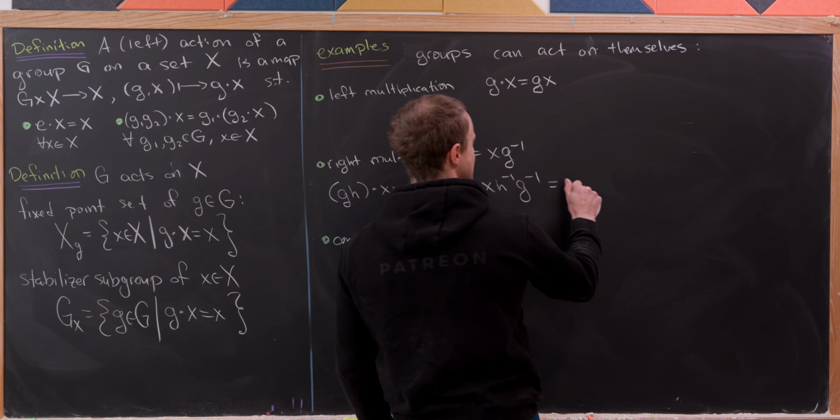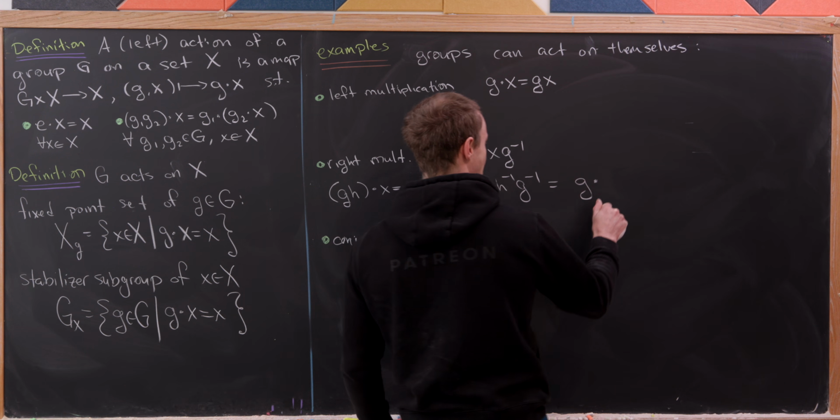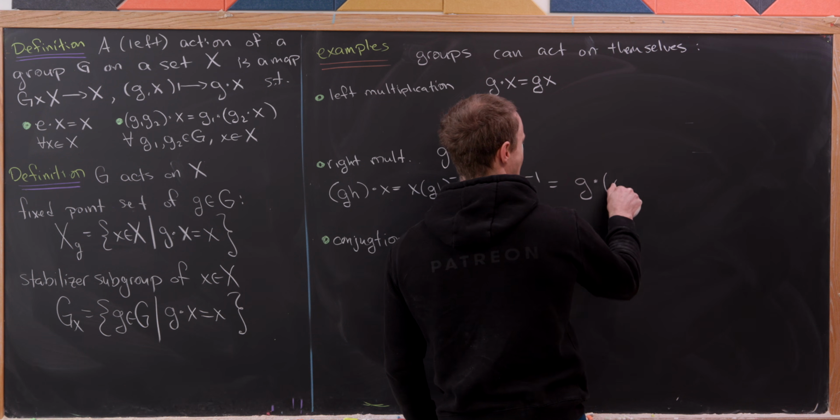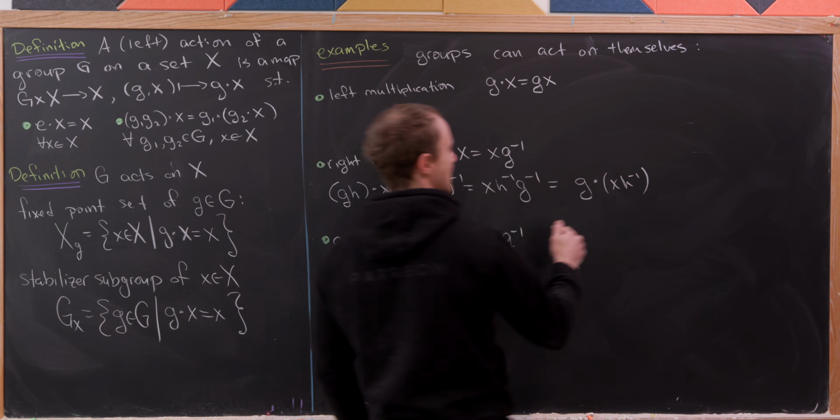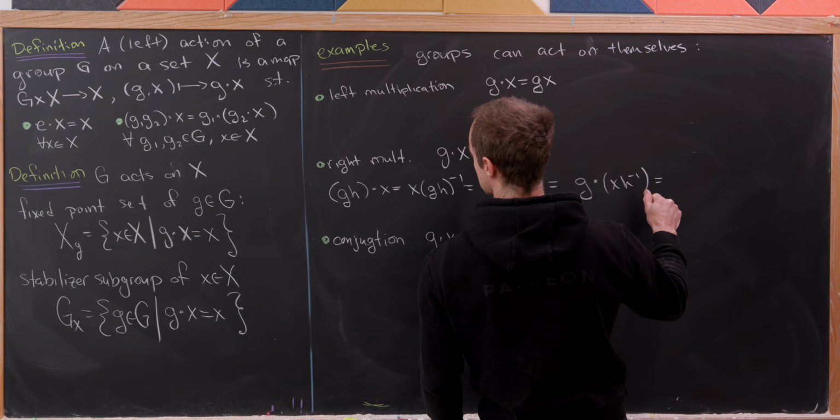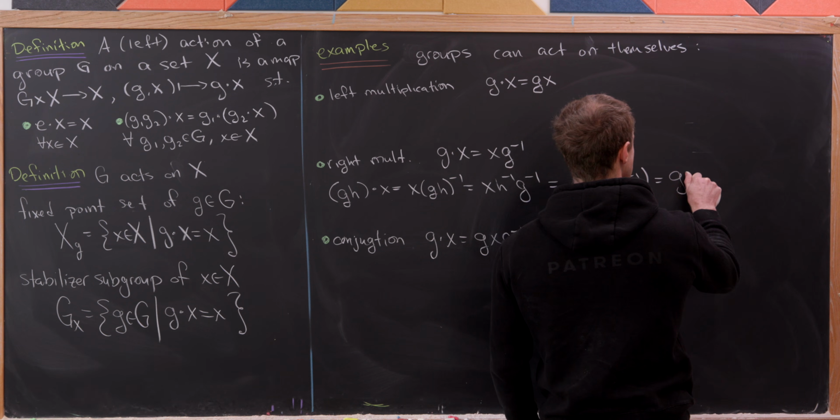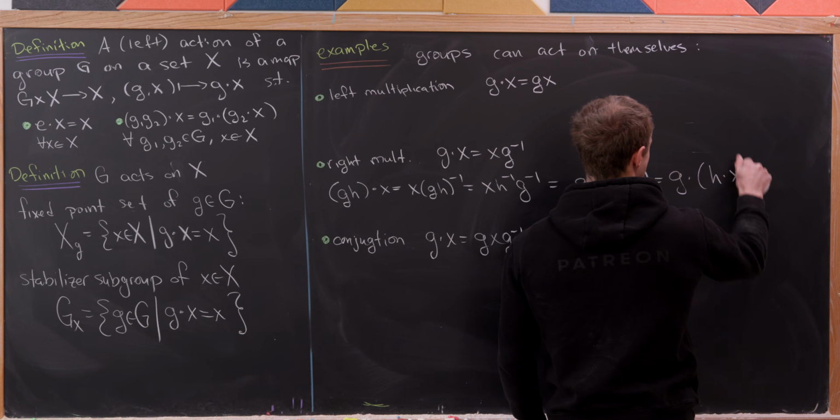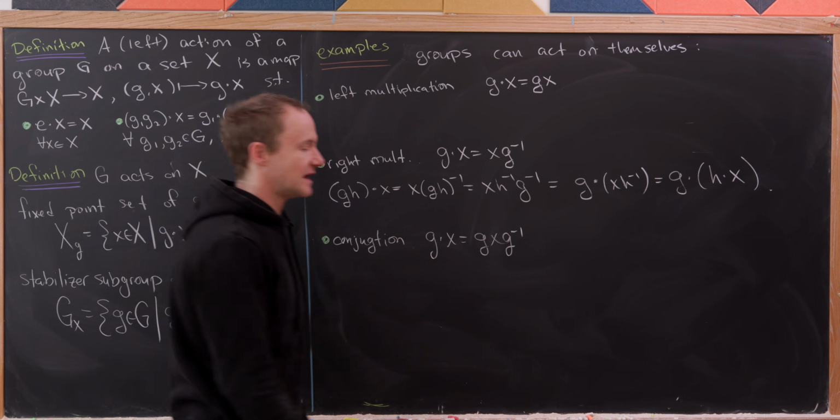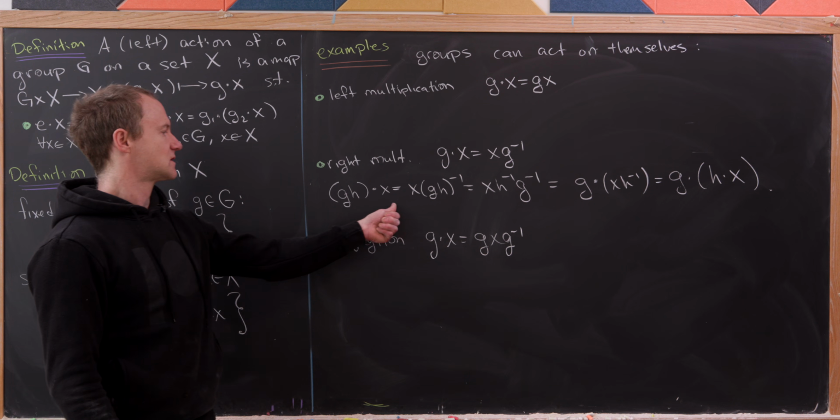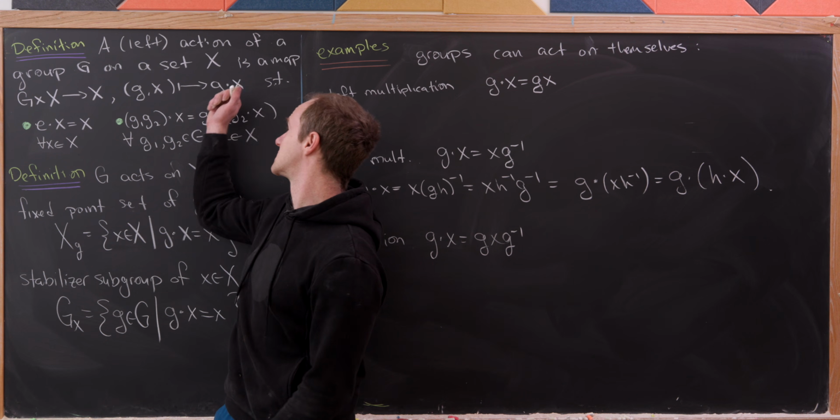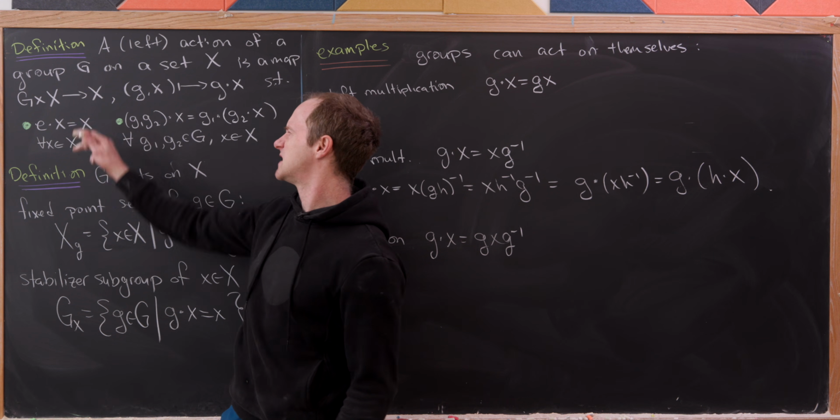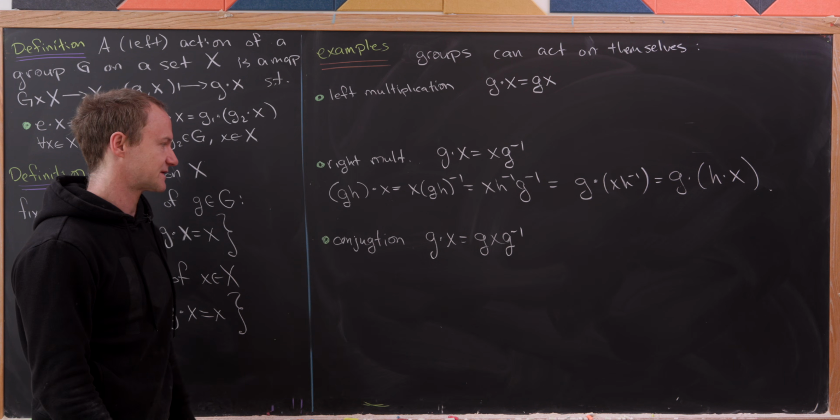But now let's observe that this is g dot x h inverse, just by our rule. But that in turn is equal to g dot h dot x, just working out from the inside. Notice that starting over here on the left and ending up over there on the right is what we need to satisfy this second rule. I should say the first rule is kind of obviously satisfied.